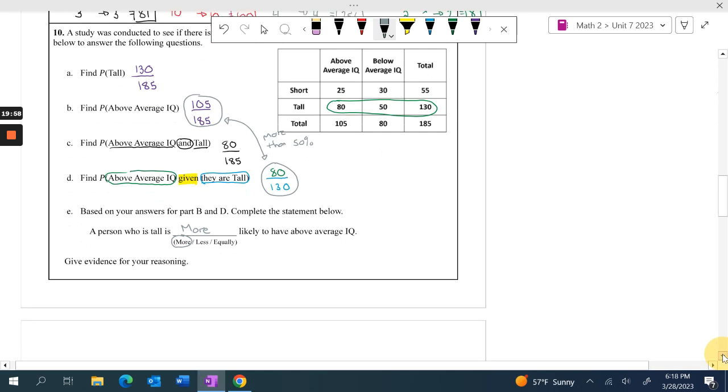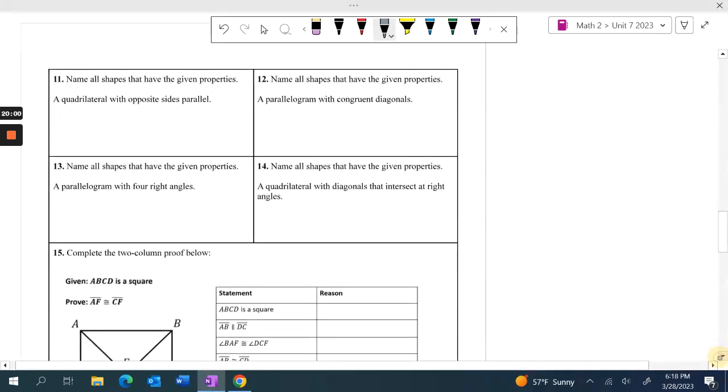Okay, all right. Number 11, 12, 13, 14 is questioning our knowledge on four-sided shapes. Name all shapes that have the given properties. A quadrilateral with opposite sides parallel. Okay, so you want to name all the quadrilaterals where the opposite sides are parallel. That would be a parallelogram, a rectangle, a rhombus, and a square.